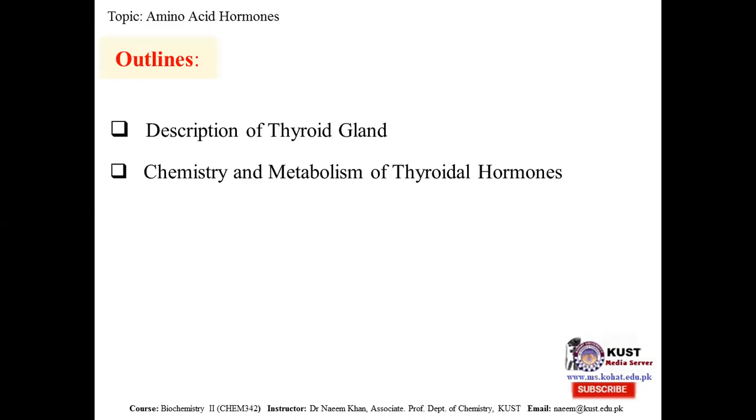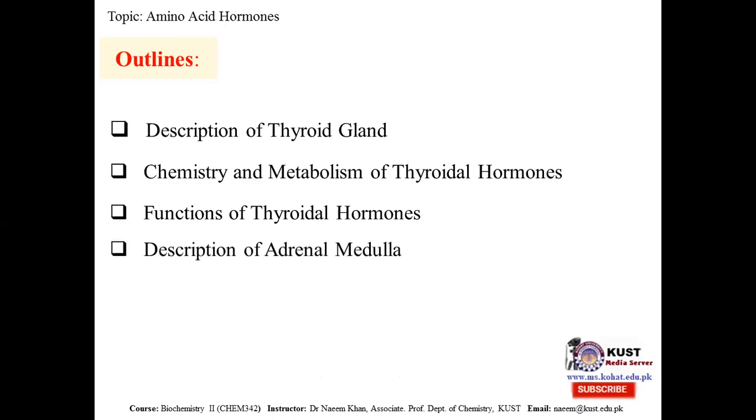Outlines for today's topic. Today we will talk about the thyroid gland, which is an amino acid hormone producing gland. So we will discuss the description of the thyroid gland. Then we will go toward the chemistry and metabolism of thyroidal hormones, the hormones produced by the thyroid gland. We will talk about their chemistry and their interconversion, that is metabolism. Then we will highlight the important functions of thyroid hormones.